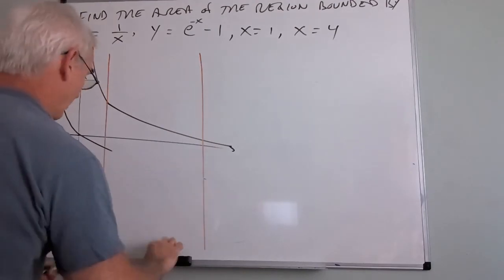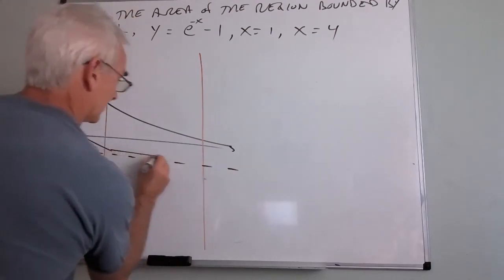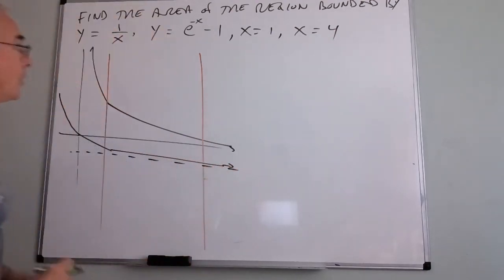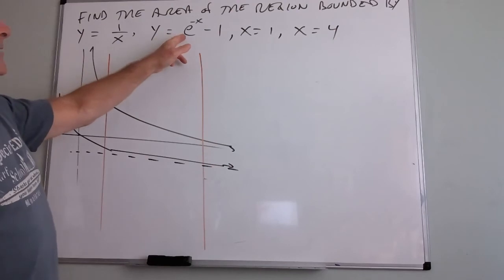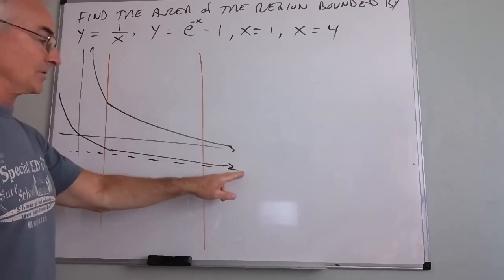There actually is a horizontal asymptote, by the way. I should probably make that a little cleaner. How do I know? Because y equal e to the negative x has the x-axis as a horizontal asymptote. I just dropped it 1. So the line y equal negative 1 is a horizontal asymptote.